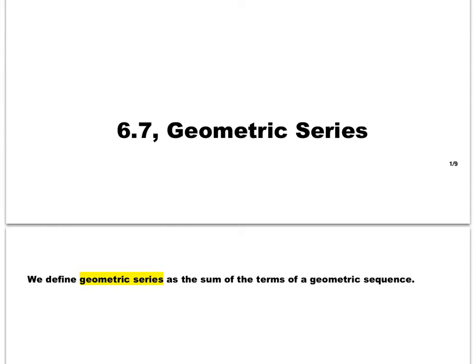In this lesson, we are going to talk about geometric series. In the previous lessons, we introduced geometric sequence. We said that a geometric sequence is a sequence where every term is the product of the previous term by a constant, which we call the common ratio.